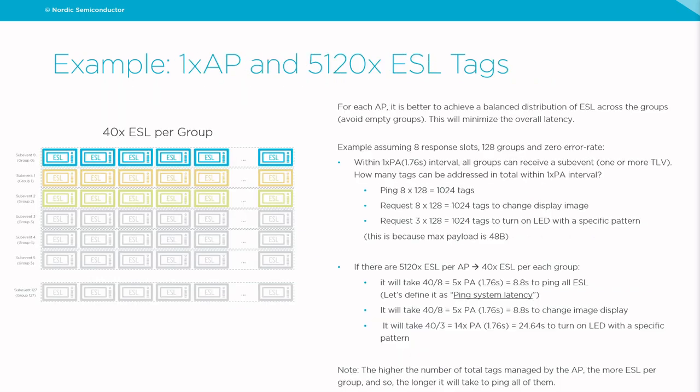If you have an access point and we want to control 5120 tags, to minimize the overall system latency, it's good practice to have the tags evenly distributed across all the groups. So if we have 128 groups, we will assign 40 tags to each group. Under this assumption, how fast can we send a message to a tag?